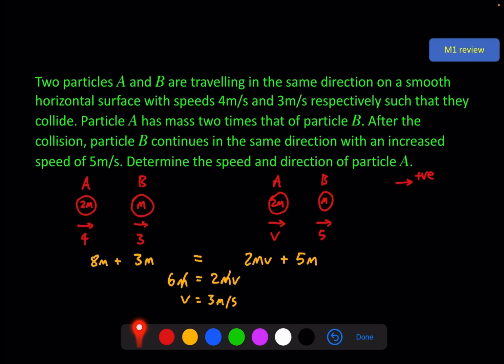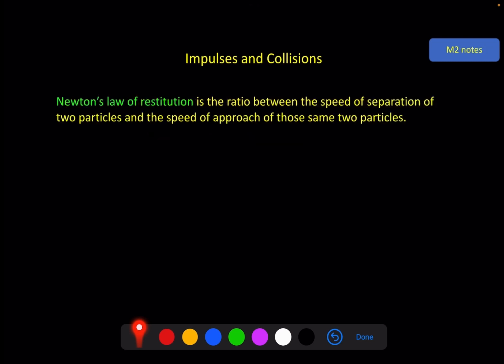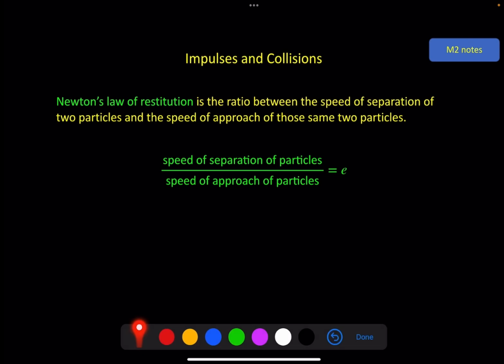In this video, we're going to look at Newton's law of restitution. Jumping straight into that, Newton's law of restitution is a ratio, and it's a ratio between the speed of separation of two particles, how fast they move apart, and the speed of approach of those same two particles, i.e. how fast they came together towards the impact. So it's this, speed of separation divided by speed of approach. How fast they move apart after the collision compared with how fast they come together before the collision.